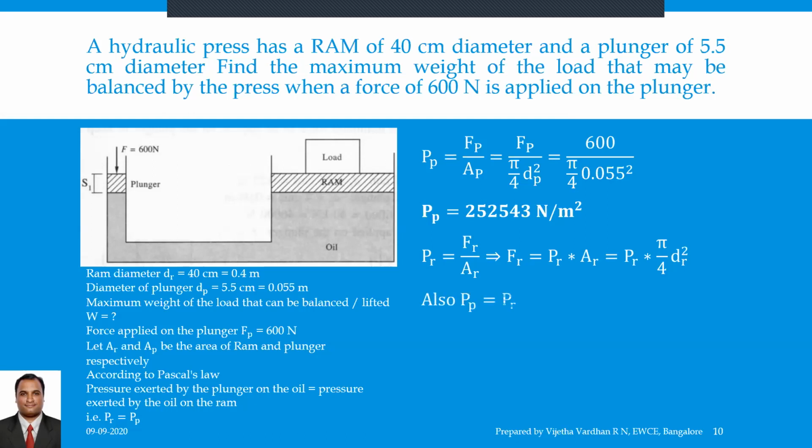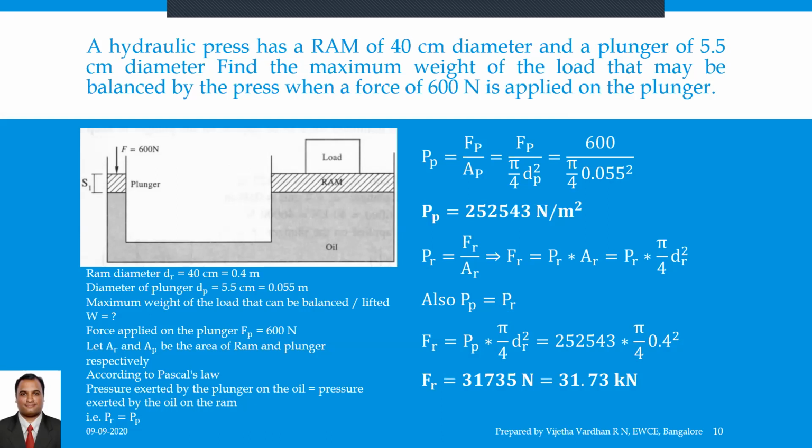According to Pascal's law, the pressure on the plunger is equal to the pressure on the ram. By equating this, we replace the term PR with PP, and we have already calculated the value of PP. Upon substitution and simplification, we get the load as 31.73 kilonewton or 31,735 Newton.